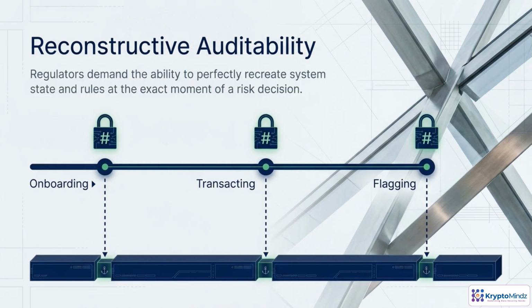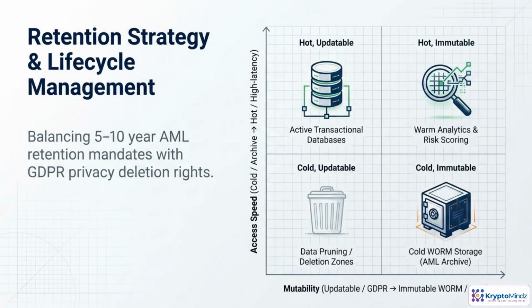Reconstructive auditability means an auditor can rewind time and see exactly what the system believed when a decision was made. For every key moment, onboarding, a risky transaction, a later flag, you need cryptographically protected evidence of inputs, rules, models, and configuration. The goal isn't just a log entry. It's the ability to deterministically replay the decision and get the same outcome. Architecturally, think in terms of anchored snapshots of state plus tamper-evident event streams that connect those points over the customer's lifecycle.